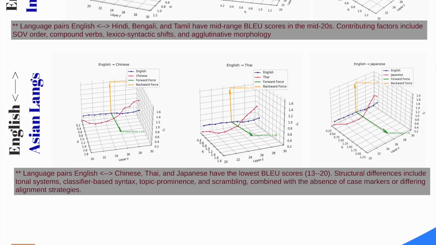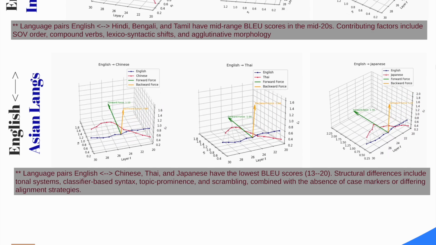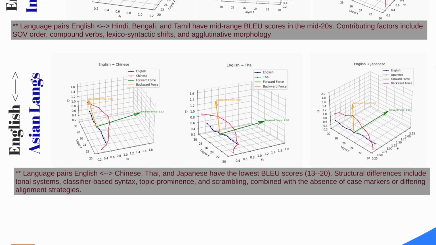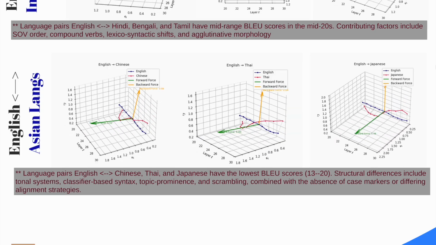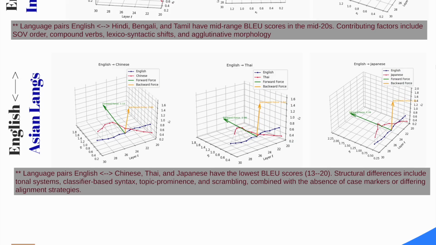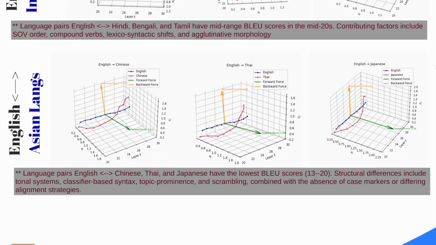Why so hard? Chinese relies on classifiers and is largely topic prominent with little case marking. Thai is analytic with serial verbs and flexible word order. Japanese is head final and agglutinative with heavy scrambling. Those properties force deep clause reassembly rather than surface edits, so curvature stays high and length keeps growing.